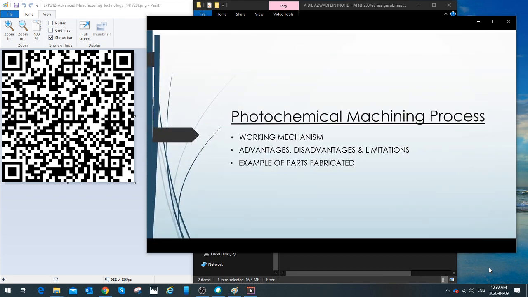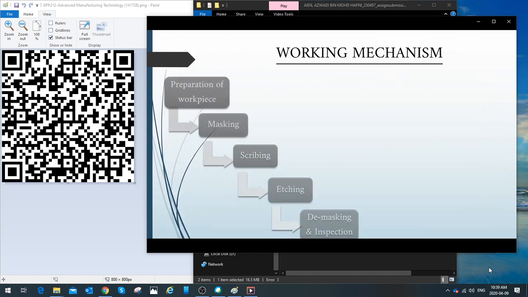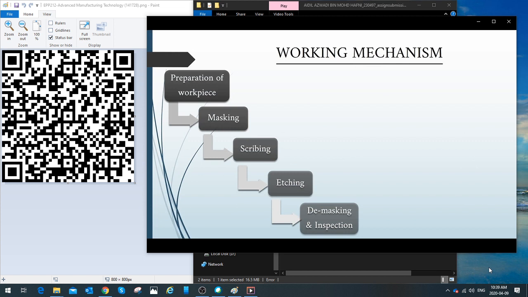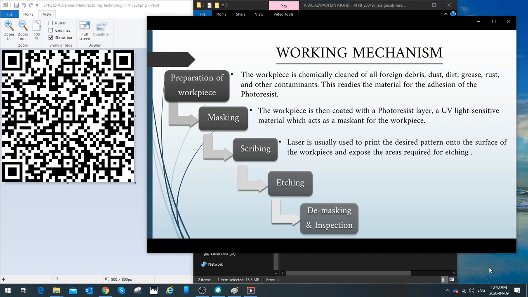And now we move on to the working mechanism for photochemical machining process. There are 5 steps. First, preparation of workpiece. It is very important to start with a clean workpiece to ensure the workpiece is ready for adhesion with the masking. Secondly, masking. A photoresist layer, which is a UV light sensitive material, is used as a masking to coat the workpiece. And third is scribing.